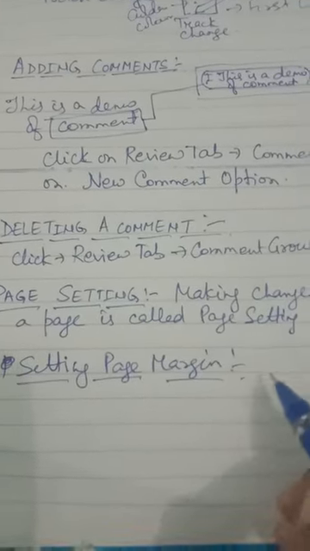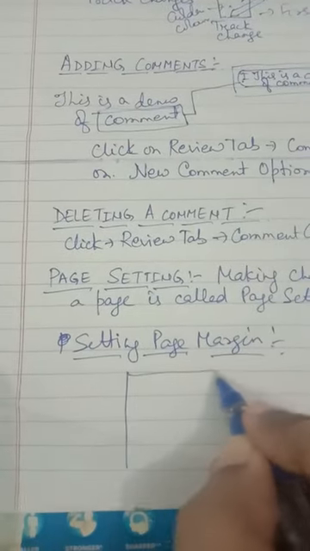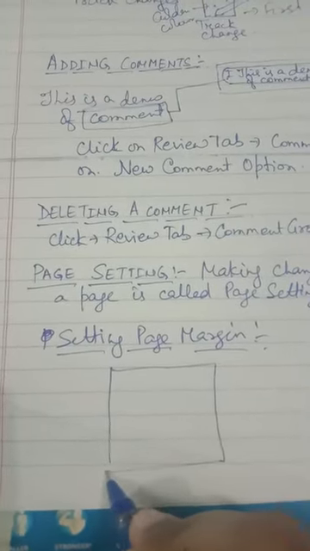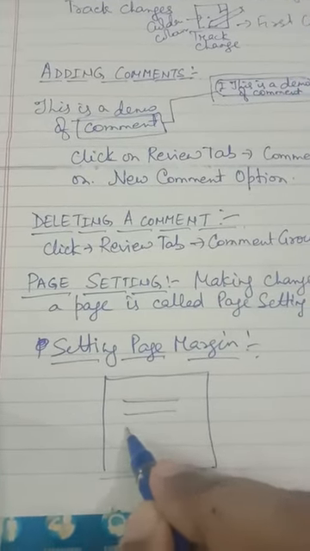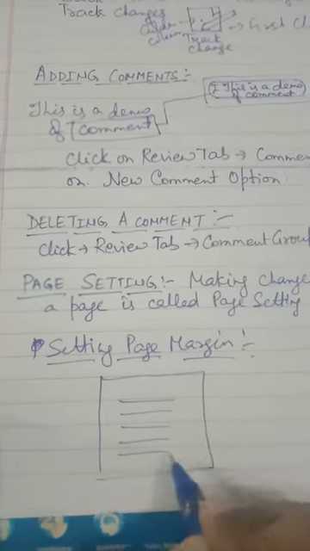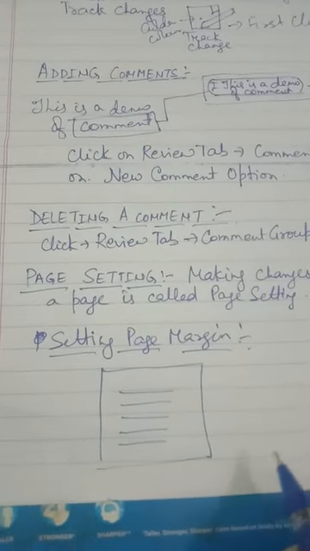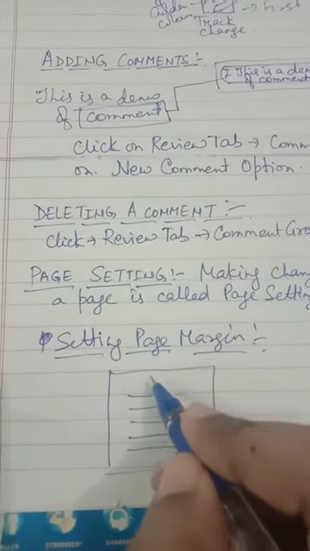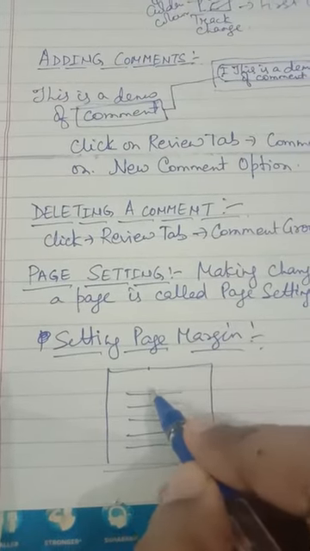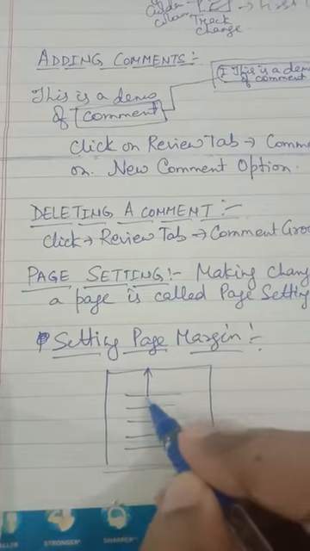Suppose this is the paper, we can say this is the paper of any size, say A4, A5, etc. And this is the content that we have written in this paper. Now what does page margin mean? Page margin means the blank space between the edge of the paper, this is the edge of the paper, and the text. So this is the margin.